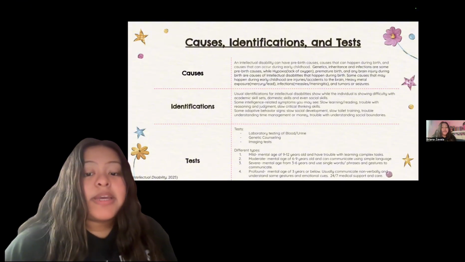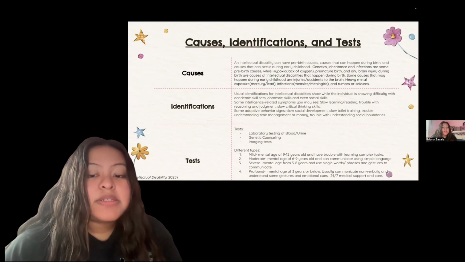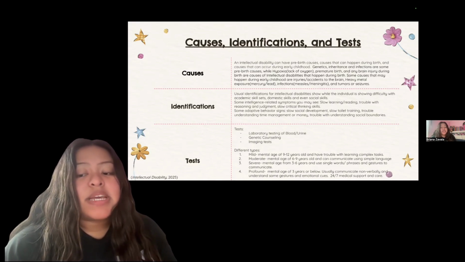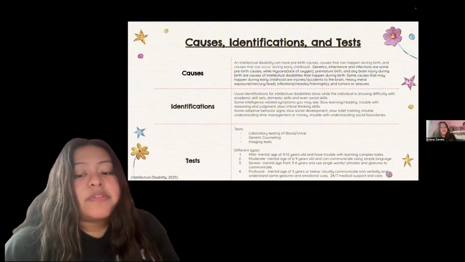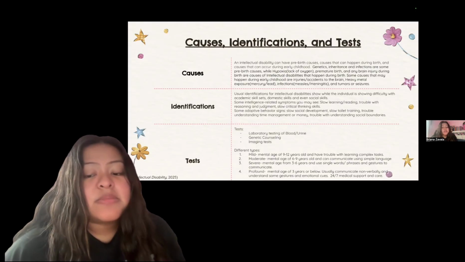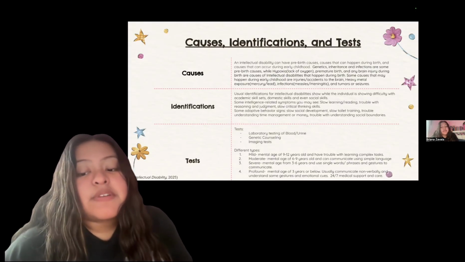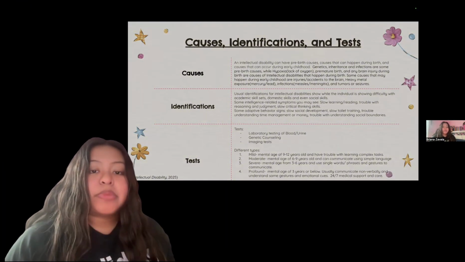Moderate, the mental age of 6 to 9 years old and can communicate using simple language. Severe, mental age from 3 to 6 years, and they use single words, phrases, and gestures to communicate. Profound, mental age of 3 years or below, usually communicate non-verbally and understand some gestures and emotional cues. They would require 24/7 medical support and care for this type.